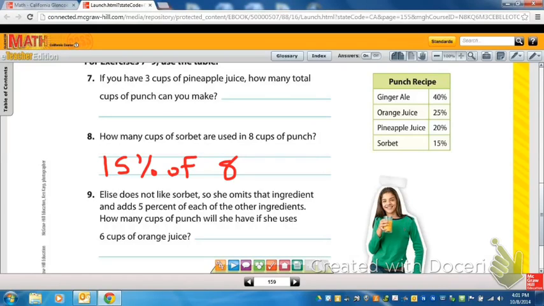Okay, then we go back to number 8. That's not what they're asking. They are asking how many cups of sorbet are used in 8 cups of punch. So we're going to go back and do what we did in lesson 7. 15% of 8. So we're trying to see what is 15% of 8, which means we're going to change 15% to a decimal. Of means times. We're going to times that by 8, and you're going to get 1.2.